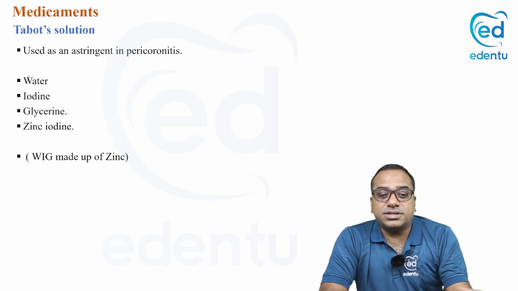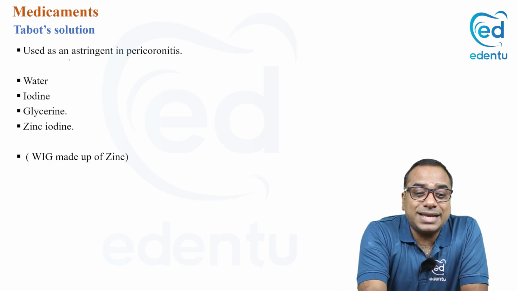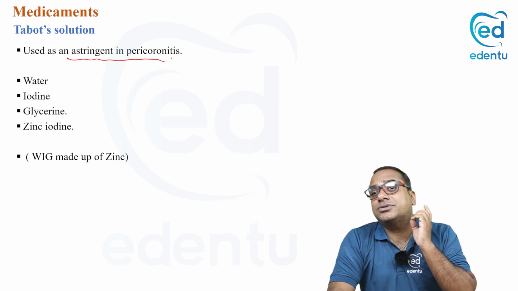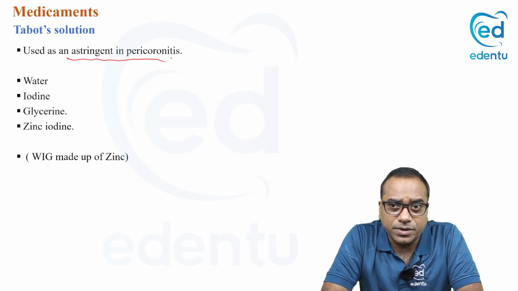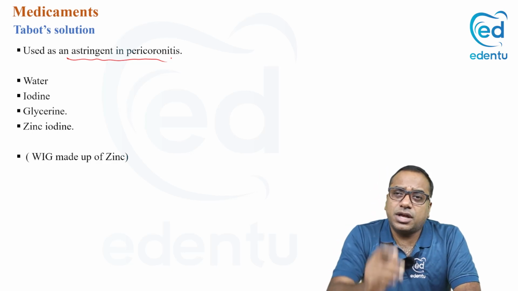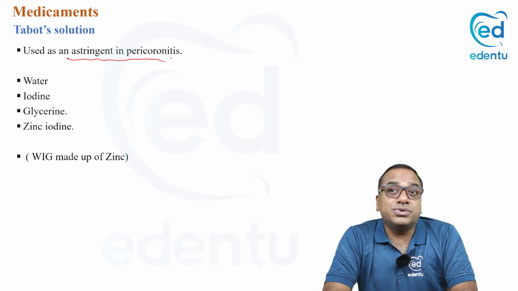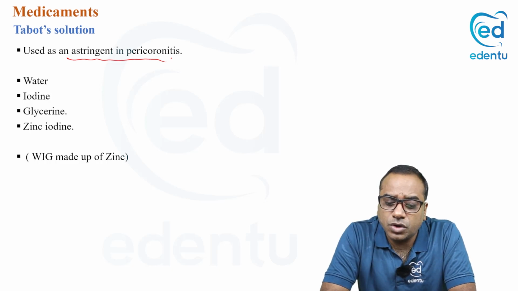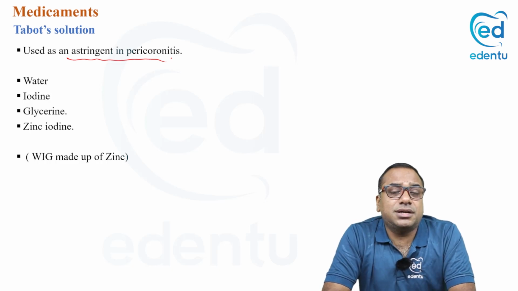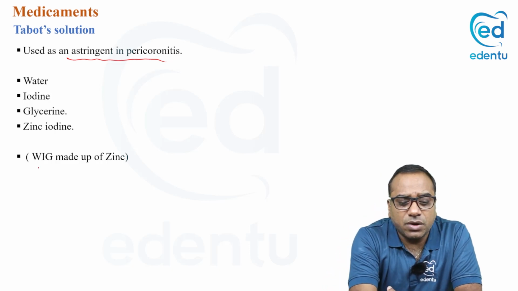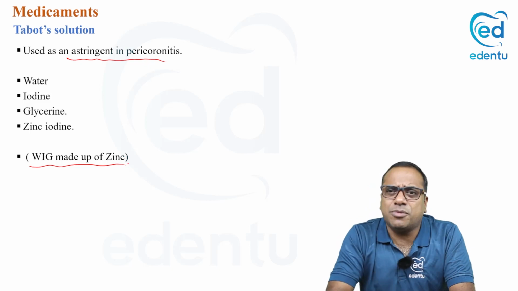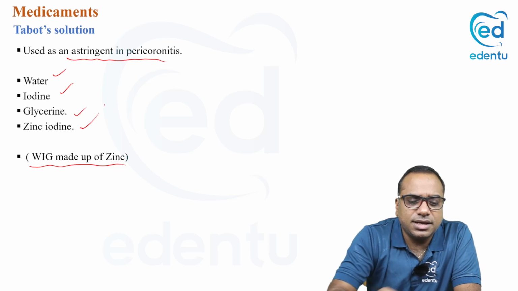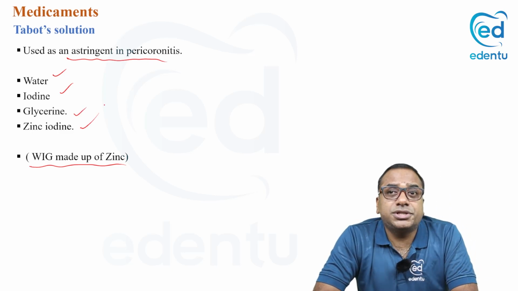Next is your Tabort solution. Tabort solution is used as an astringent in pericoronitis. Pericoronitis means inflammation of the gums over the operculum in the third molar area. There is a lot of pain and discomfort, and if you apply this Tabort solution, it will give a soothing effect. That is the major role of an astringent. So what is the mnemonic and what is the composition? You can just remember: Wig is made up of zinc. This is just a mnemonic: Wig made up of zinc, for water, iodine, glycerin, zinc iodide. This is the composition which you should remember.